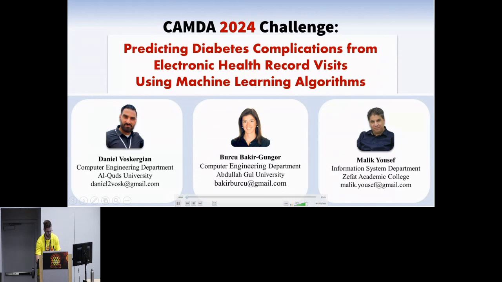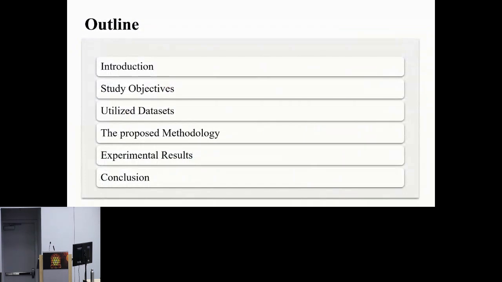I'm going to present a research abstract entitled Predicting Diabetes Complications from Electronic Health Records Using Machine Learning Algorithms. This work is done in collaboration with Prof. Borjo Bakir from Abdul Gol University and Prof. Malik Youssef from Zifat Academic College. In this presentation, we are going to give a brief introduction, the study objectives, the utilized datasets, the proposed methodology, and finally the experimental results with some conclusion and future work.